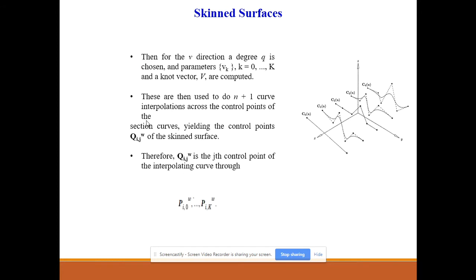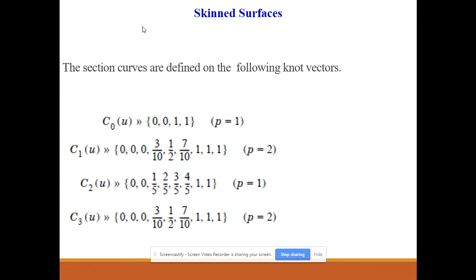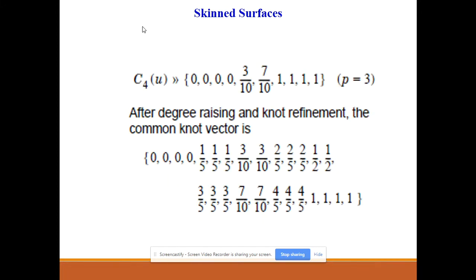For the v direction, a degree q is chosen and the parameters vk and knot vector V are computed. These are then used to do n+1 curve interpolations across the control points of the section curves. It yields Q i j, which is assumed to be the jth control point of the interpolating curve through Pi0 to Pik. The section curves are defined on the following knot vectors. From C0 of u, where the parameters are 0, 0, 1, 1 with p equal to 1, we go on till C4, where we take the degree p to be 3, and these are the parameters.